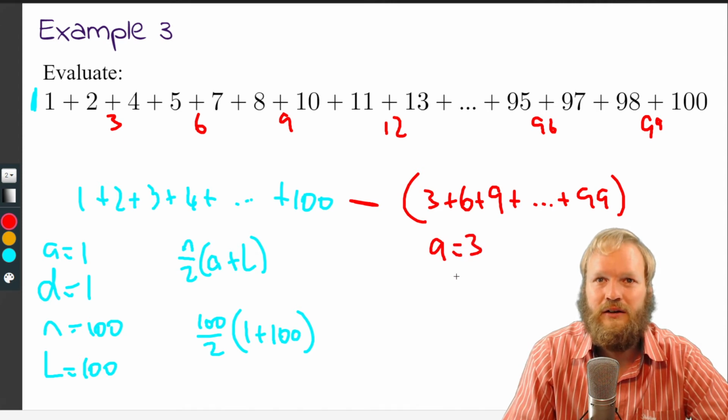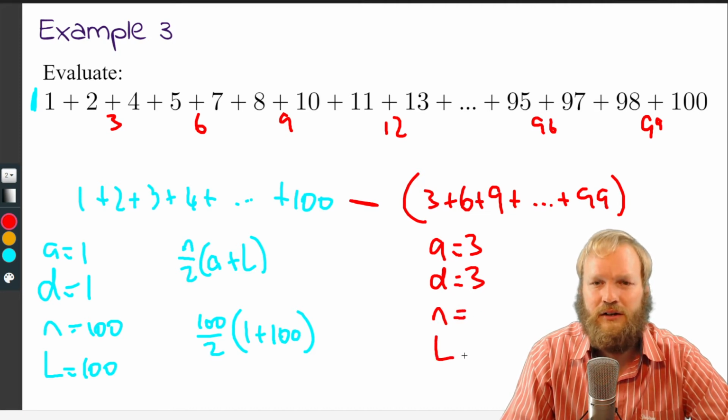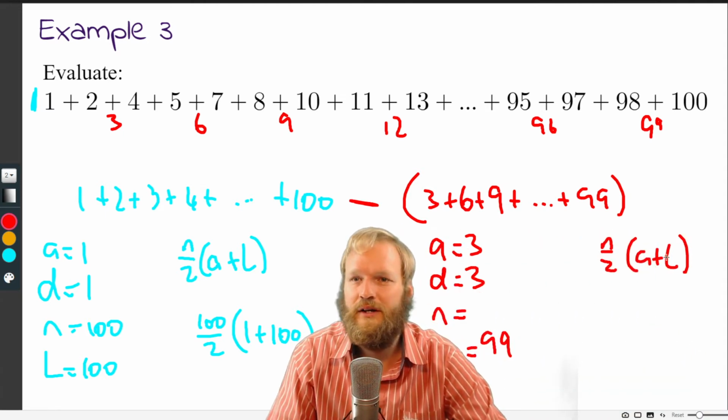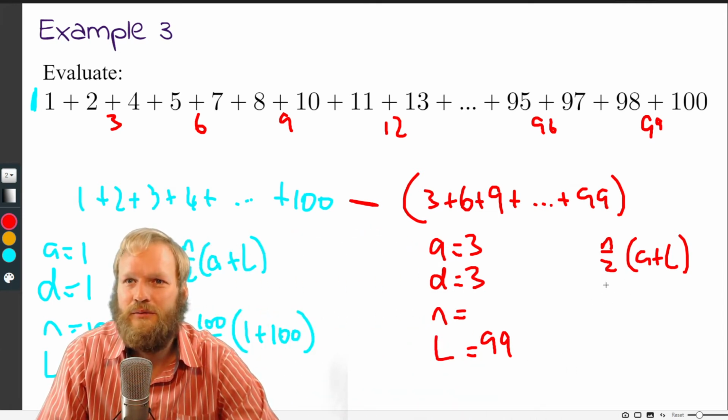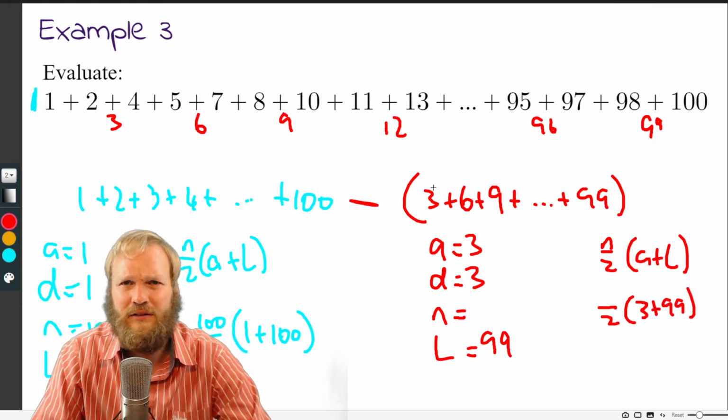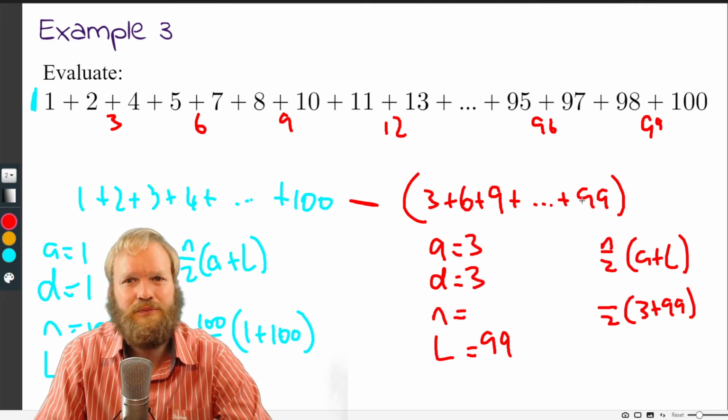Now let's work with this other part here. a is 3. Constant difference is 3. We know l is 99. So we're going to probably use the same formula because it's a nice, neat version of the formula here. Let's say n over 2 times (a plus l). Now, how many are there? 3, 6, 9. How many are there?